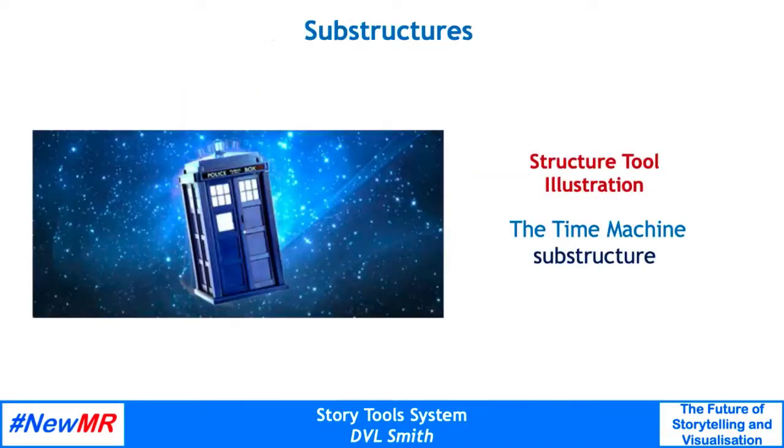Now these can be supported with substructures, and I've just given you one illustration there of a substructure. We call it in the trade the time machine. What would the world look like in 2020 if we followed this course of action? Other quick examples of substructures would be the parallel universe. If we pursued route A, what would the world look like in the future? If we pursued route B, what would actually happen?